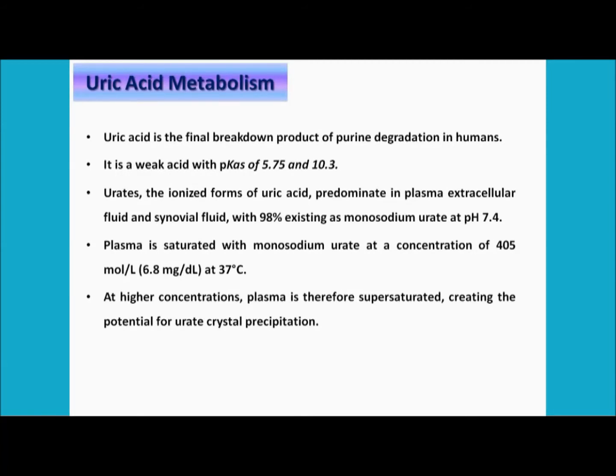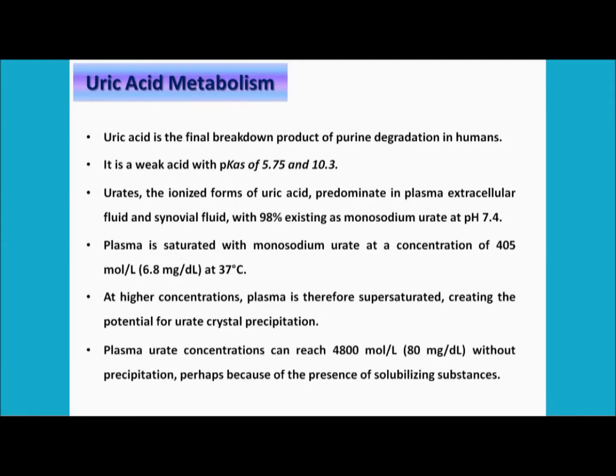I repeat this thing: once the concentration of the uric acid is approximately around 6.8 mg per deciliter, till then it will remain in the solubilized form. But once the concentration exceeds this threshold amount, the uric acid crystal starts forming in the body. Right? Now the plasma urate concentration can reach up to a level of 4,800 micromole per liter, or you can say 80 mg per deciliter without precipitation.